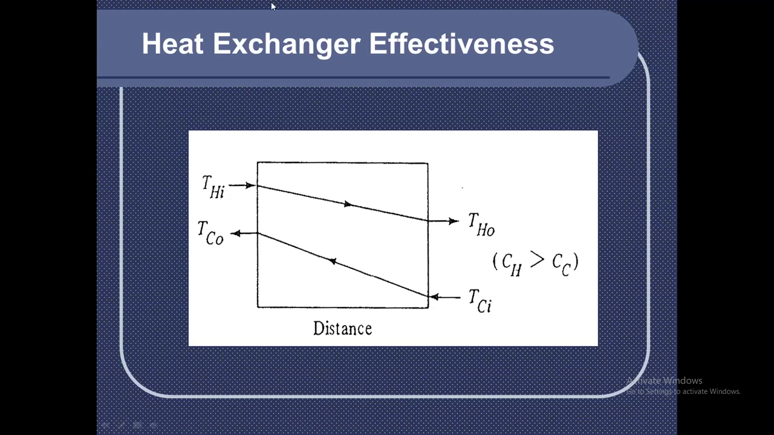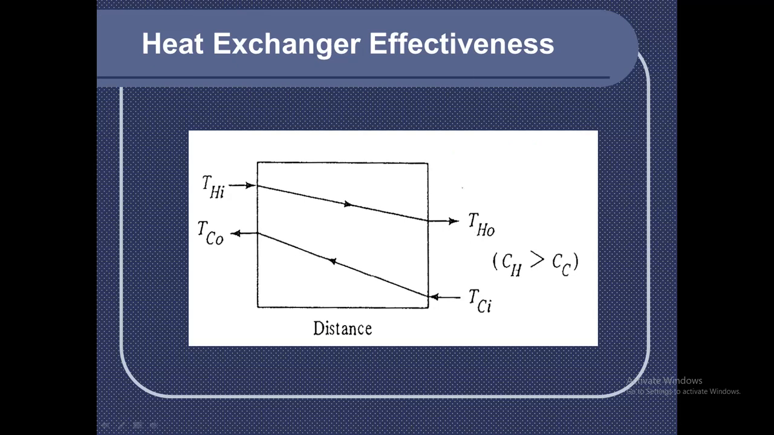The C sub H here, I have mentioned it also. Your capital C sub H is actually your MCP for the hot fluid. Your capital C sub C is the product of MCP for the cold fluid. Anyways, I think it's also there in the other slides. Okay?